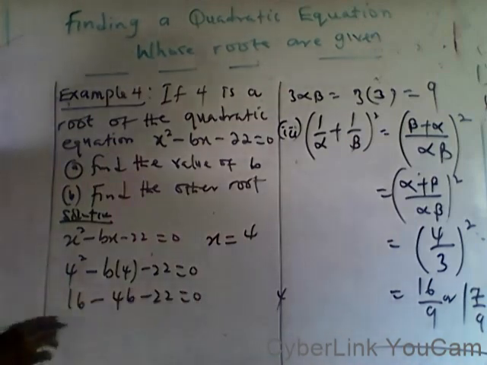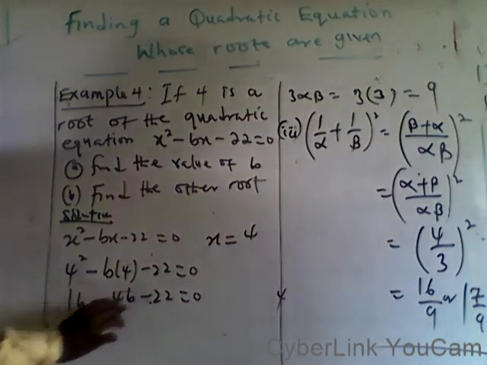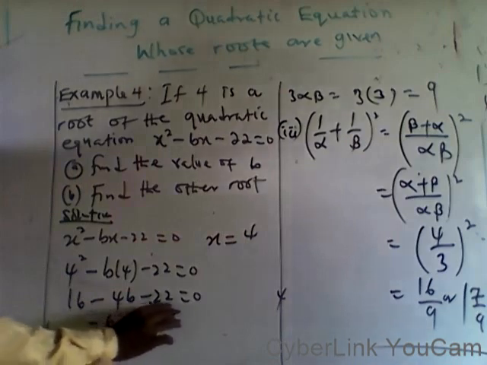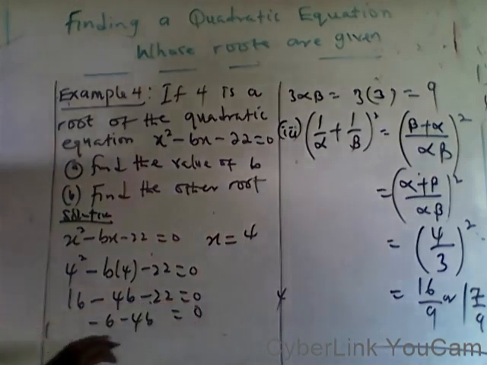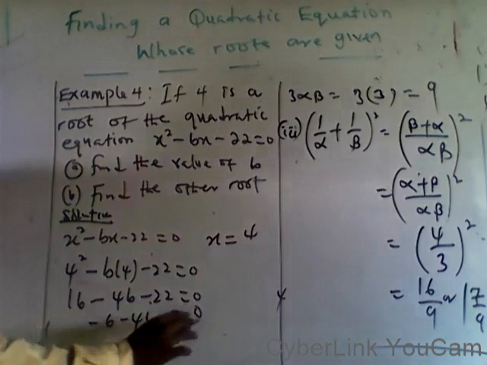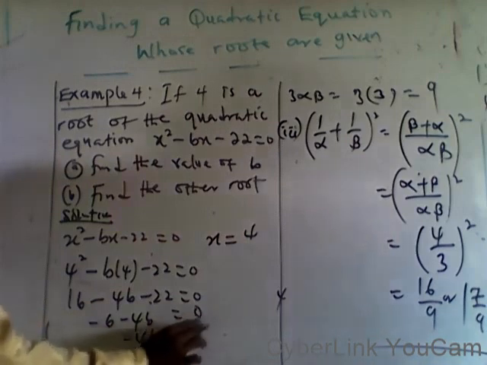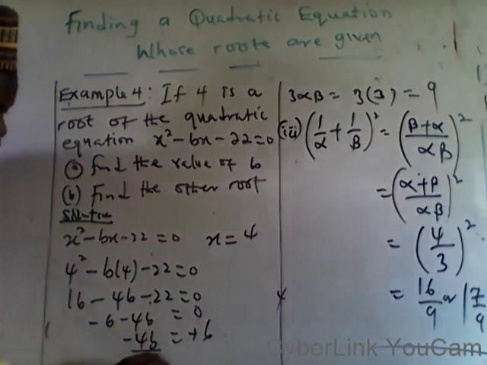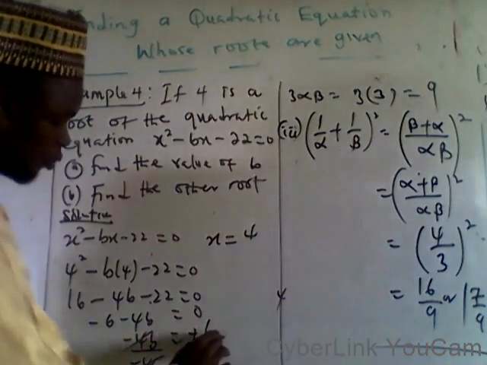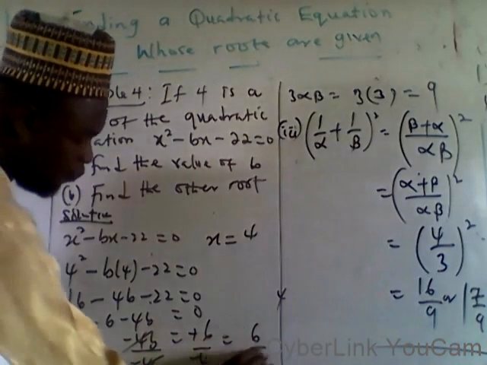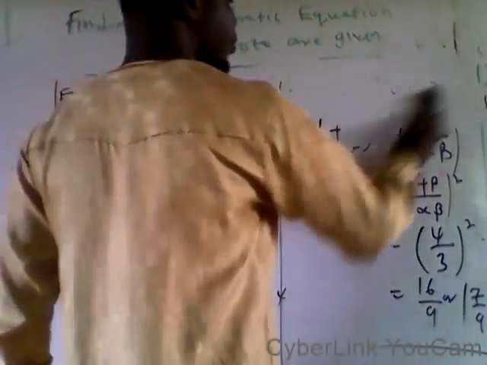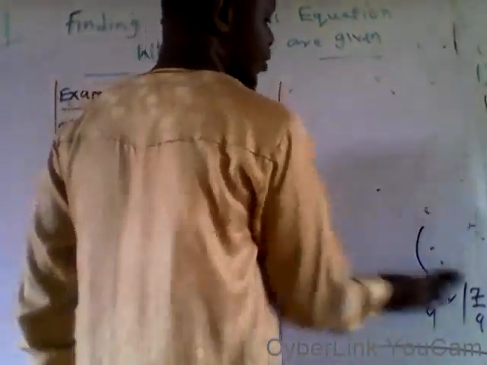So we are going to have 16 minus 22, that is minus 6, then minus 4b equals 0. So what is your minus 4b? Minus 4b equals 6, right? Then divide through by minus 4, by minus 4. This one we cancel. So you are going to have your b to be 6 over minus 4. So let's solve it further.